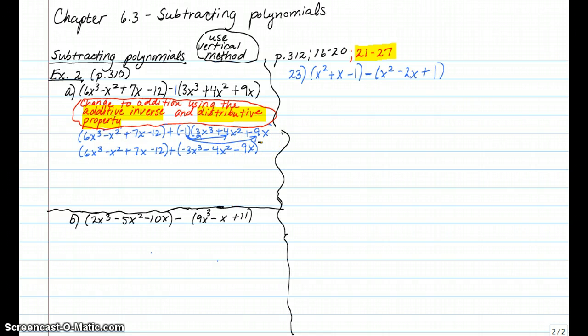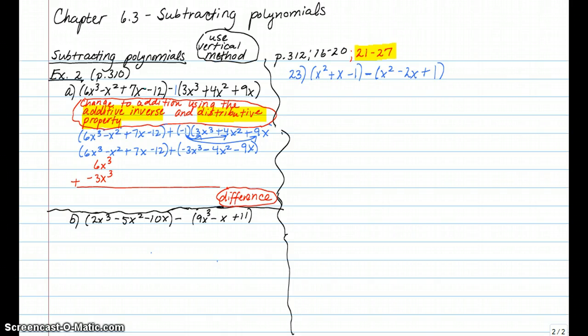Now, at this point, this is the only difference from addition. We're going to go back to the red color and go ahead and solve this. First, we identify the like terms. 6x cubed goes together with negative 3x cubed. We are no longer subtracting, we are adding. However, we will be finding the difference. You get the same answer as you would have in the subtraction problem.